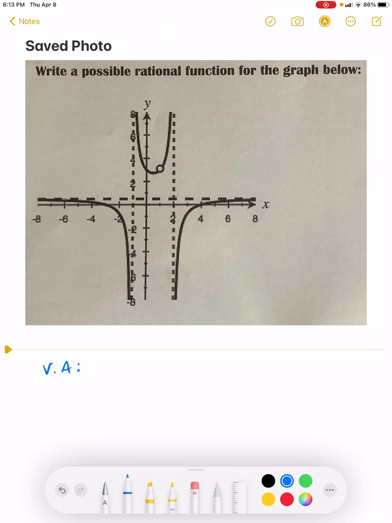So here's what I see. I see there's a vertical asymptote at x equals -1. And then I see there's another vertical asymptote at x equals 2. Okay, so let's recognize that if x equals -1, the factor can be expressed as x plus 1, and the factor for x equals 2 can be expressed as x minus 2.